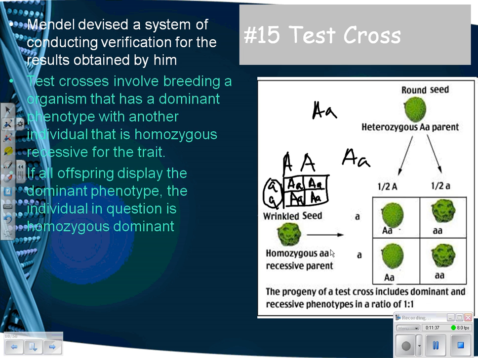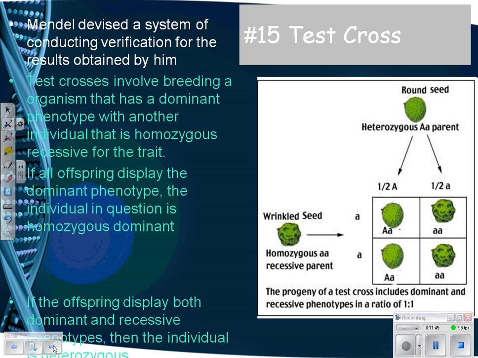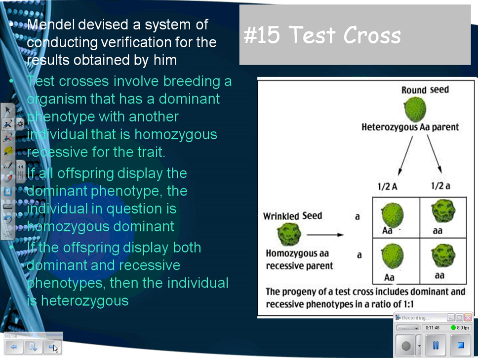Okay, so if we were to take and put, for example, big A with little a, then all the individuals would be the dominant trait. If the offspring display both the dominant and recessive phenotypes, then the individual is heterozygous. So that's what we're talking about when this shows here.